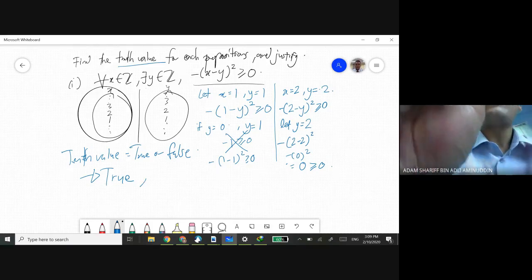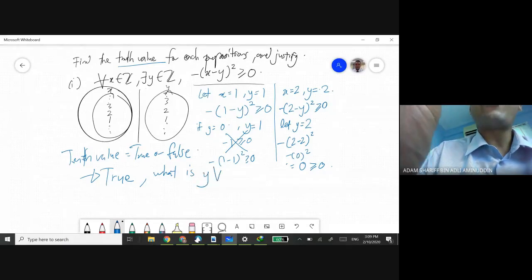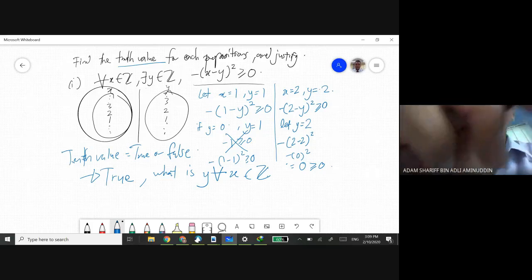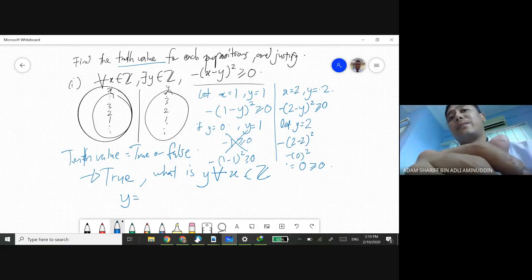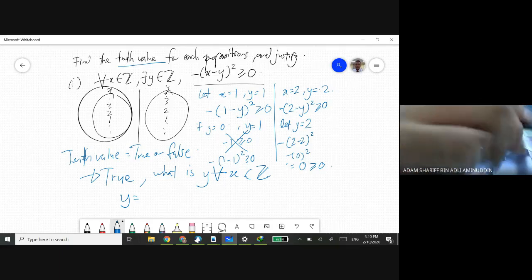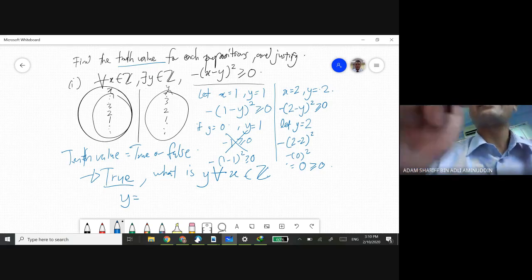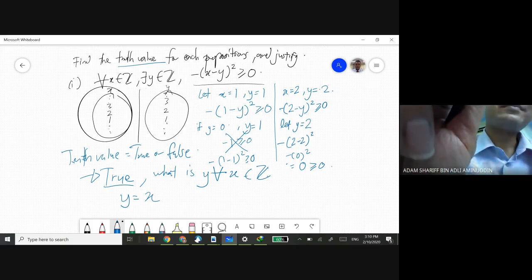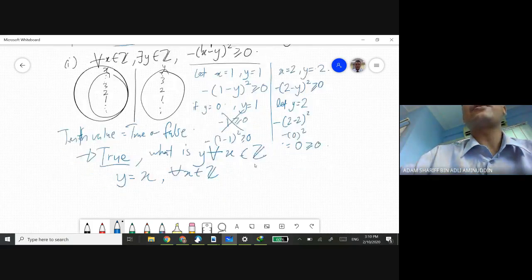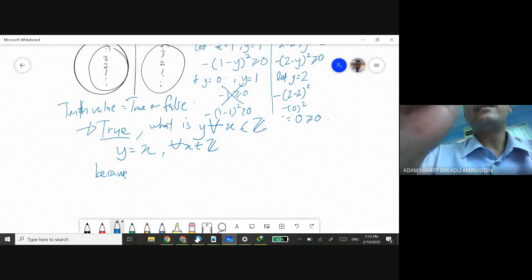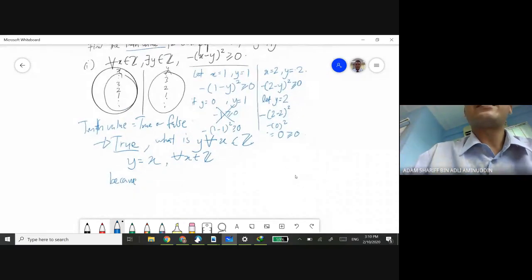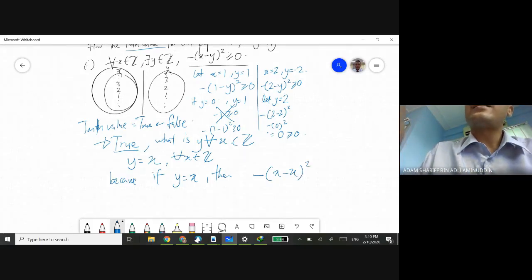However, you need to tell me what is y for all x in Z. In this example, y equals to, I repeat, this question asks you the true value, and according to my way of thinking here, it is true, and my reasoning is this: my y must be x for every x which is an integer, because if y equals to x, then negative x minus x squared will be 0, and 0 is always larger than 0.